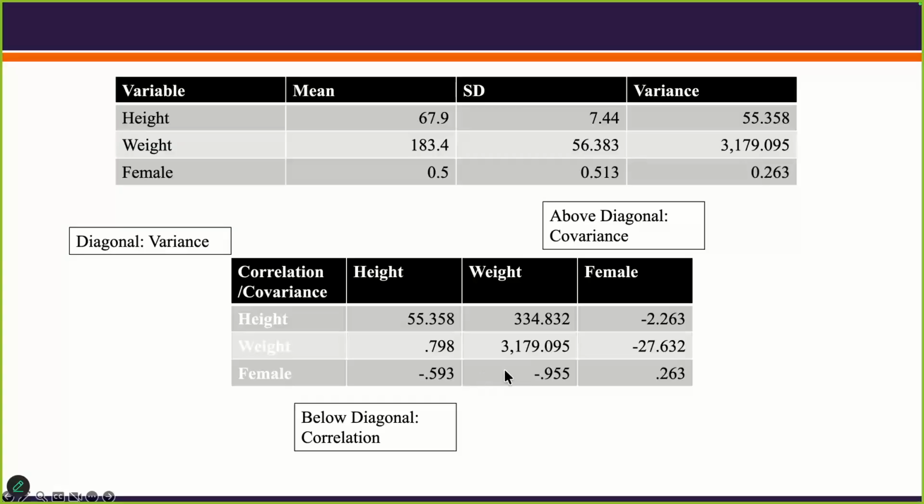The bottom part of this, if you're familiar with correlation matrices, those are correlations, right? So the correlation between height and weight is 0.798. That's a pretty strong correlation. The correlation between height and female is negative 0.593. That is also strong. And weight and female is negative 0.955. So this is another indicator that this is not true data, right? Normally you have a correlation matrix with ones down the diagonal, right?